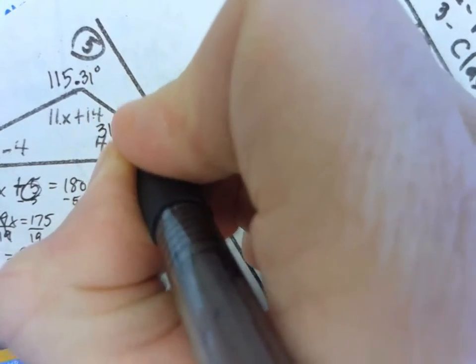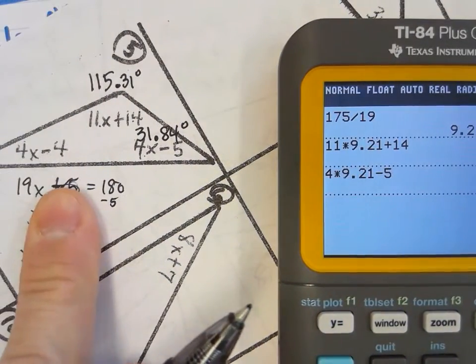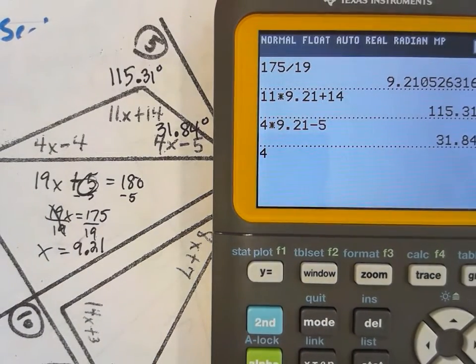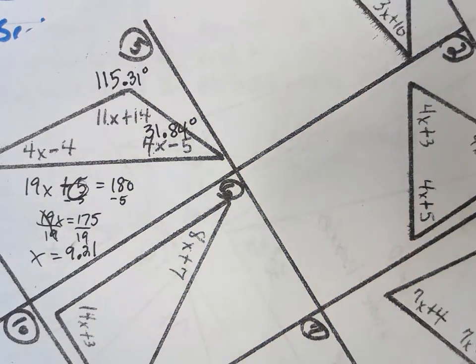All right, now I'm going to do the one that's the 4x minus 4 over here. So 4 times 9 and 21 hundredths, because that's what we got for x, minus 4. And that's 32 and 84 hundredths.